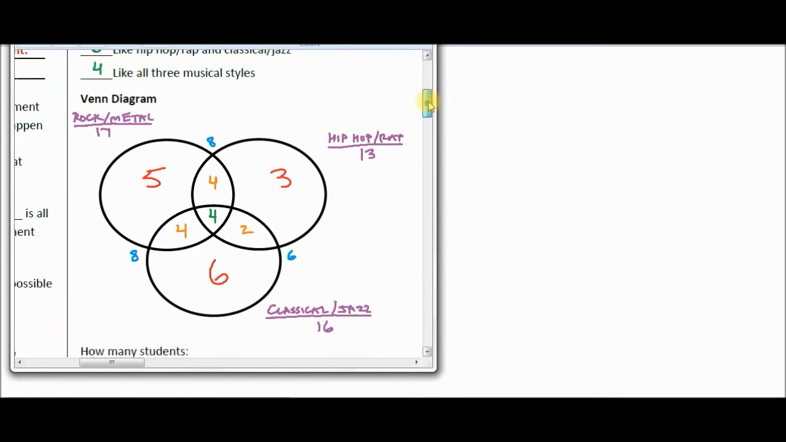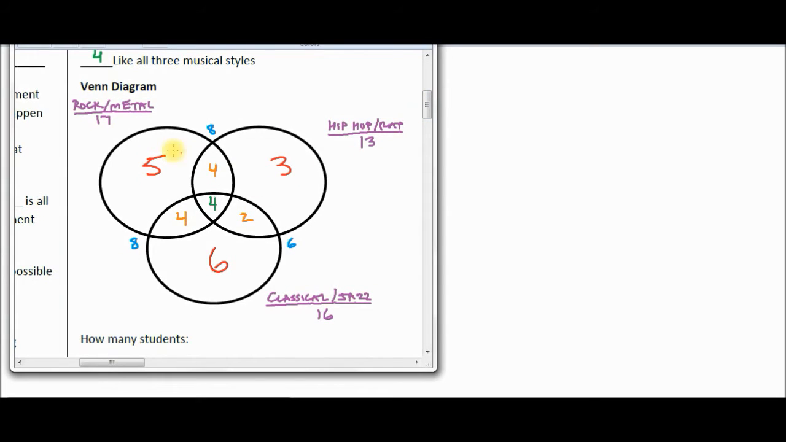The cool part, though, is that this Venn diagram now gives us all the information we need to find every possible probability. I'm going to stop the video now. We'll start it up on the next one.